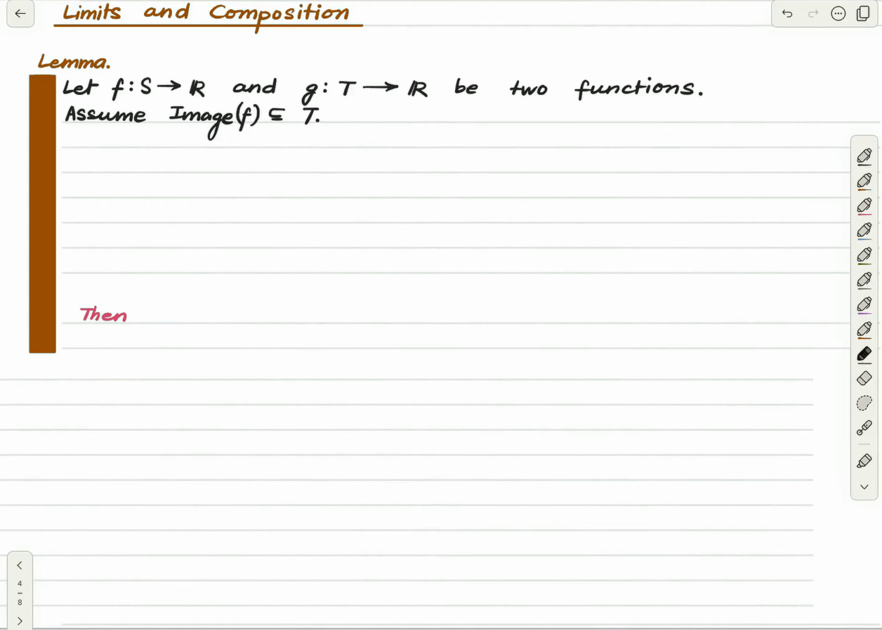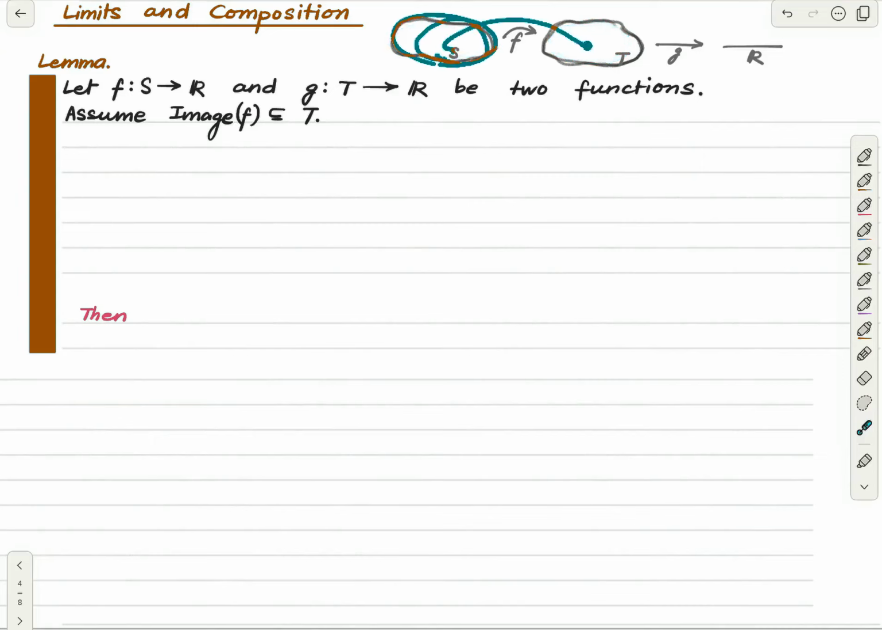So if I were to draw a diagram somewhat schematically, think of this as S, and then we have T. Both S and T are sets of real numbers, but we are drawing it in this weird way. And f maps S inside T, and g maps T to the set of real numbers. So f takes all of this inside T, and g maps this inside R. That's what this says.